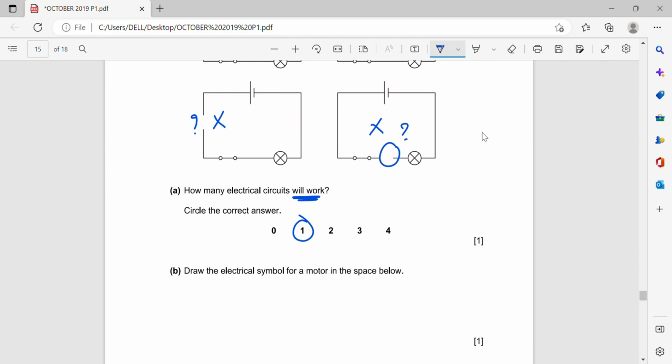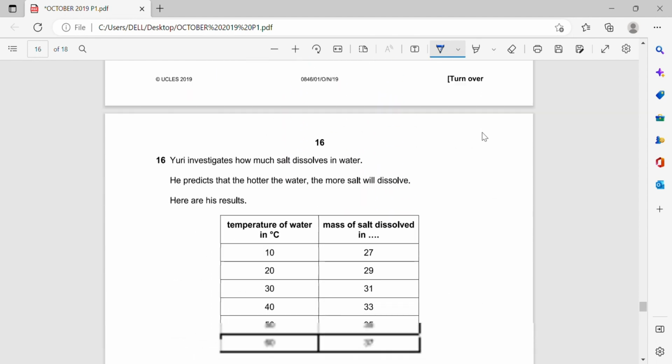Draw the electrical symbol for a motor in the space below. What is the symbol of the motor? M inside a circle. This is the motor. Okay. Next question.